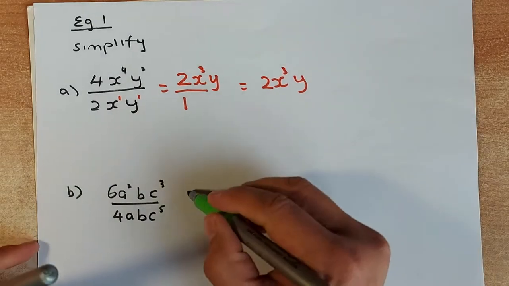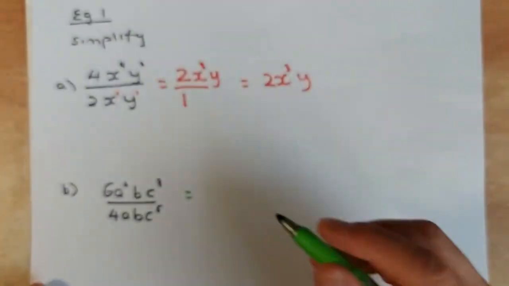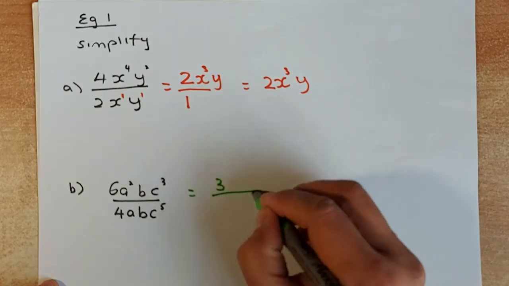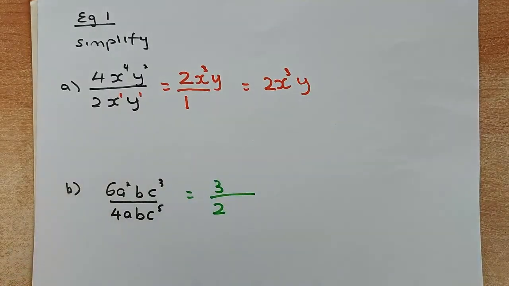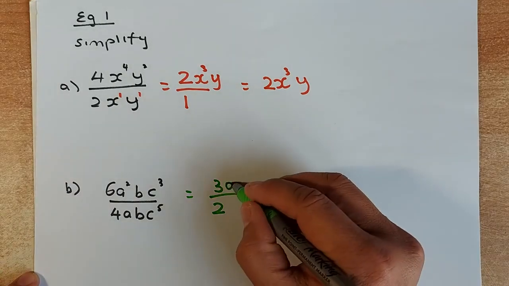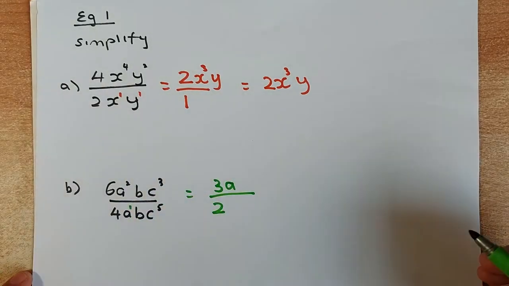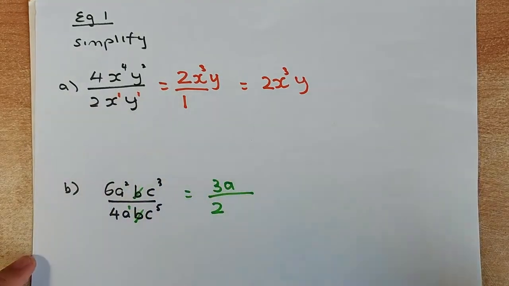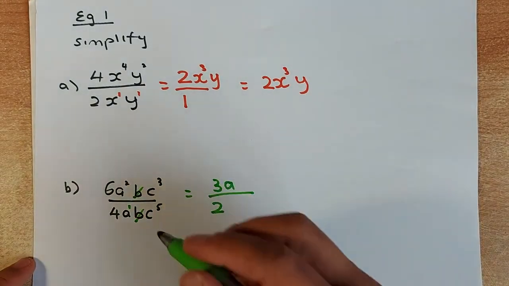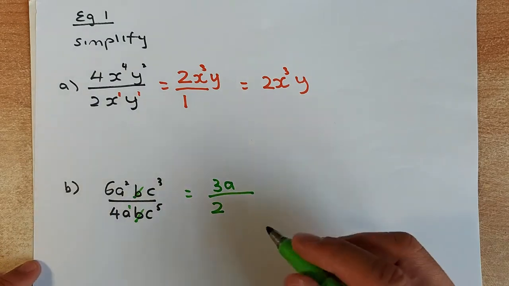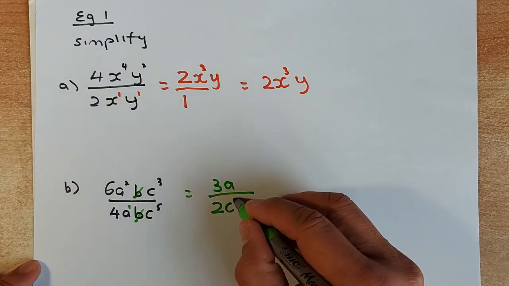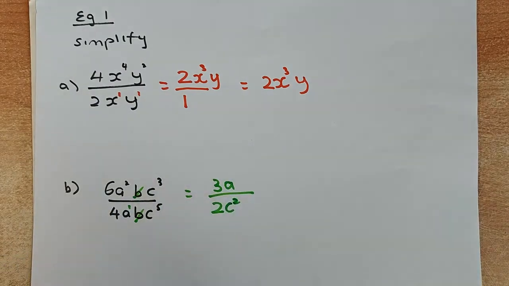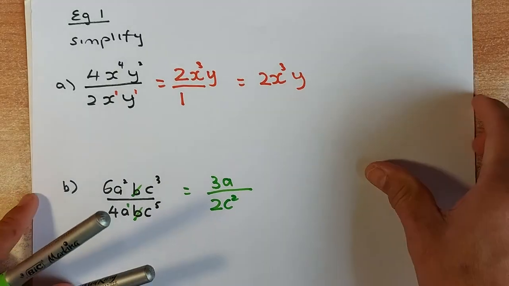Again, number divided by number. 6 divided by 4 is going to be 3 over 2. You divide the two numbers. And then a squared divided by a, you're just left with 1a because 2 minus 1 is going to be 1. b and b just cancel out. There's nothing left. And c cubed over c to the 5, there are more c's at the bottom by 2, so c squared. That is how you simplify a fraction.